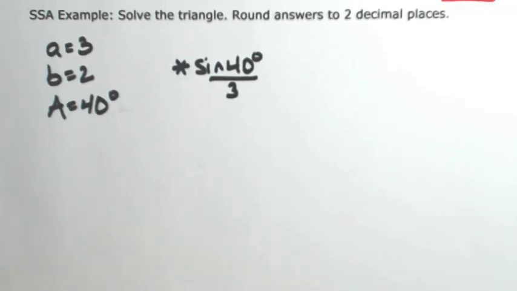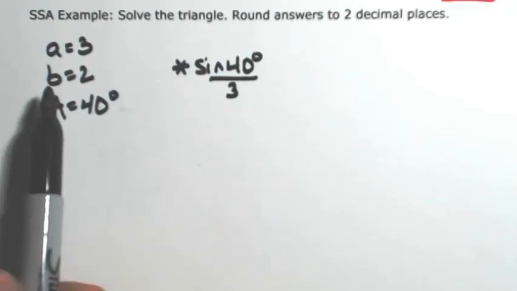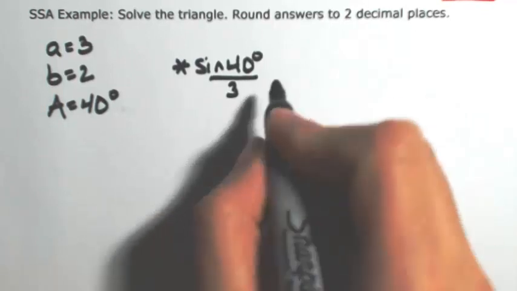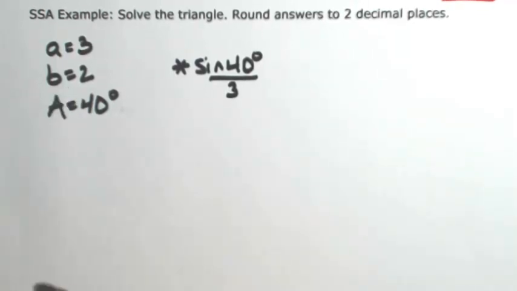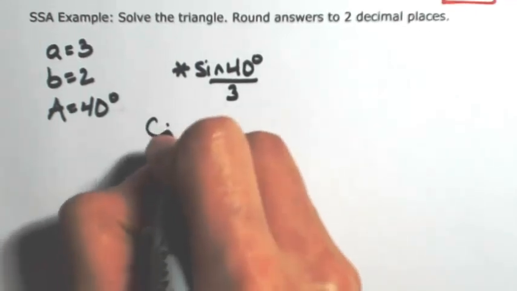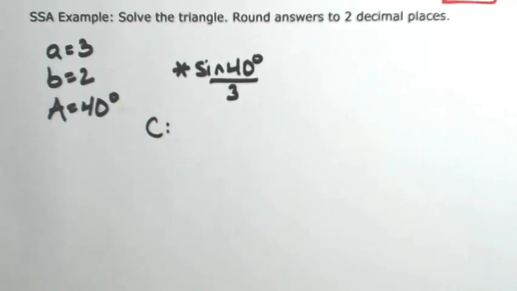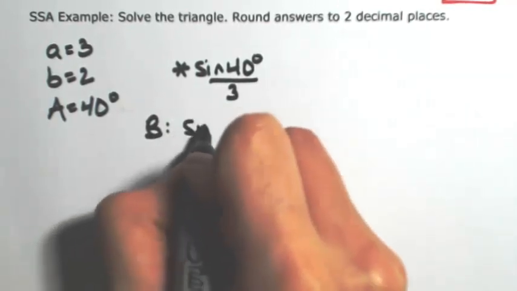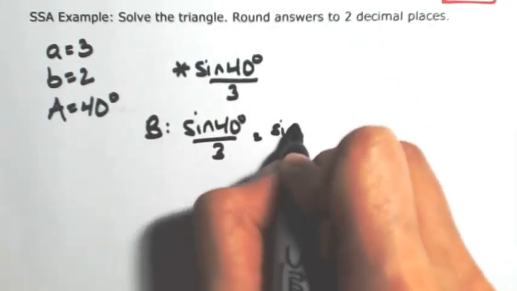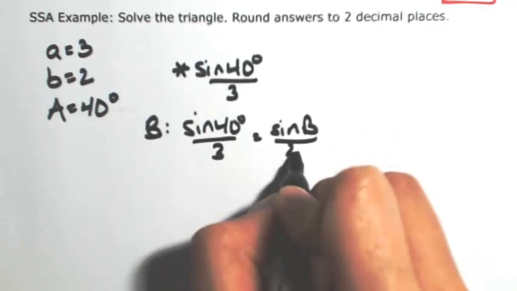Okay, so if I look at what I have here, I have a side B, so I'm going to solve for angle B, because what would you do with C? You don't have anything about it. So I'm going to solve for angle B, by using sine of 40 degrees over 3 equaling sine of angle B over 2.